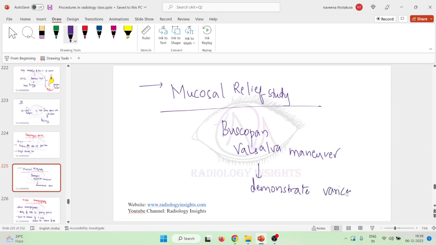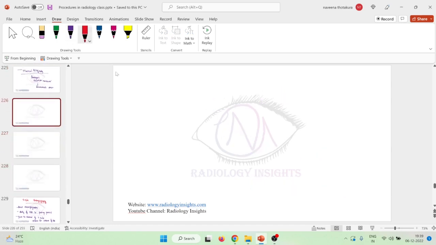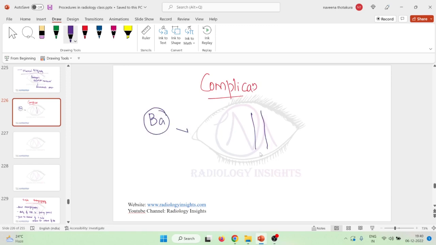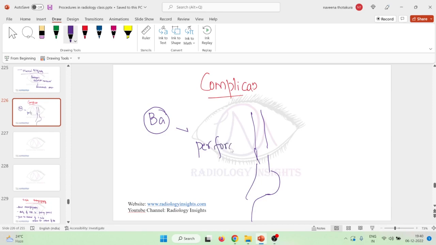Okay, next. So these are the different diseases which can be diagnosed by barium swallow. Now, what about the complications of barium swallow? One important thing is this is barium. So if there is any perforation in the esophagus, this barium which is taken in might enter the mediastinum or pleural cavities through this perforation.